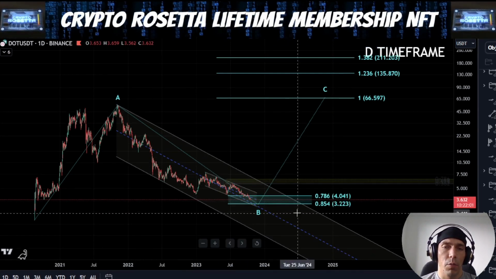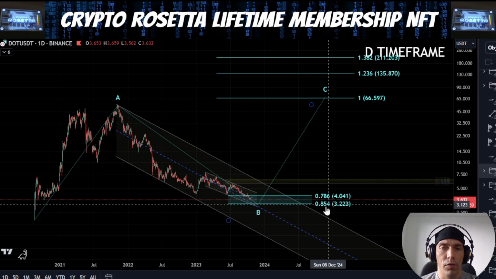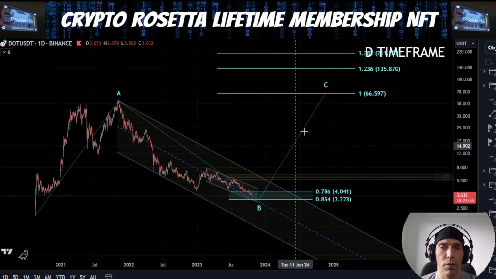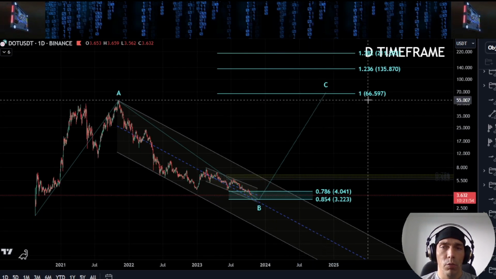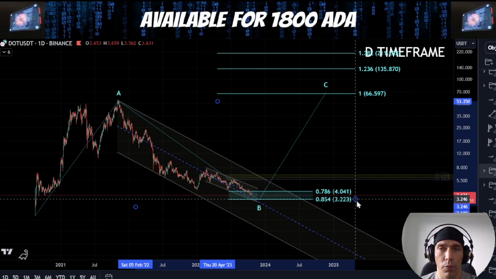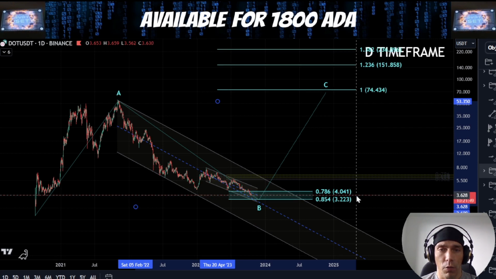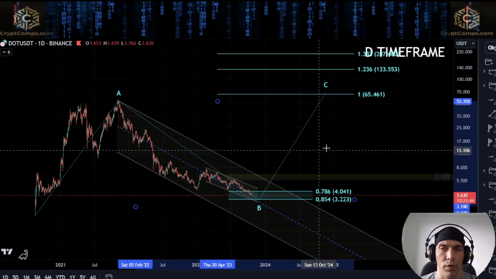Now, within this idea, we have actually come down into the 786 to this 854 level, and we could be looking for that potential of a bounce up. 1-to-1 off of this lower level here of this 854 would be the 6659. Off of where we are would be 7443. So need to just monitor this zone.